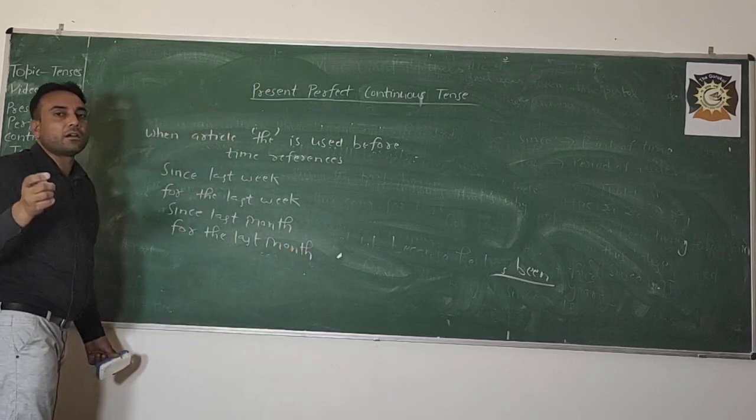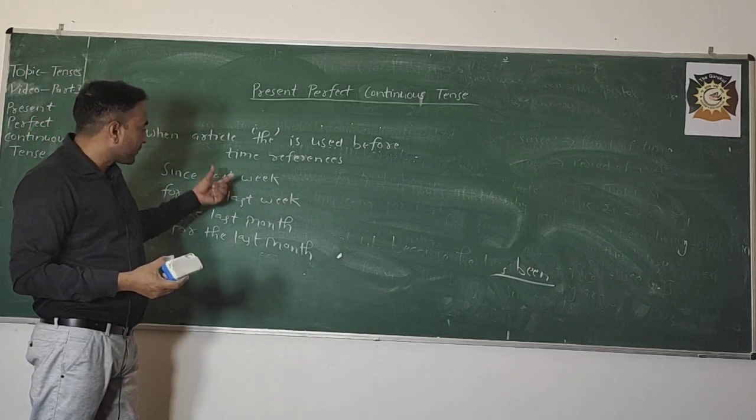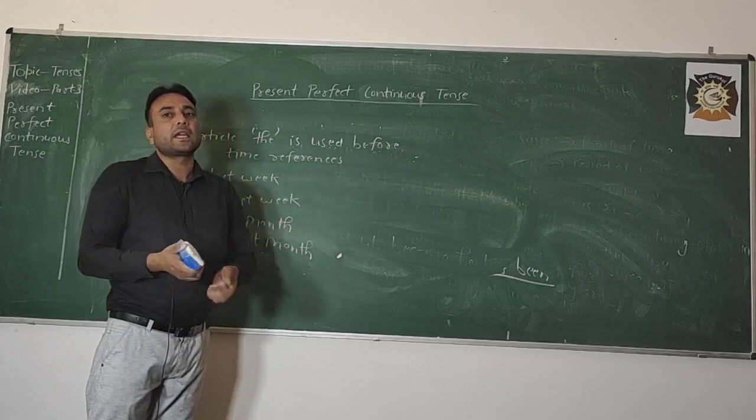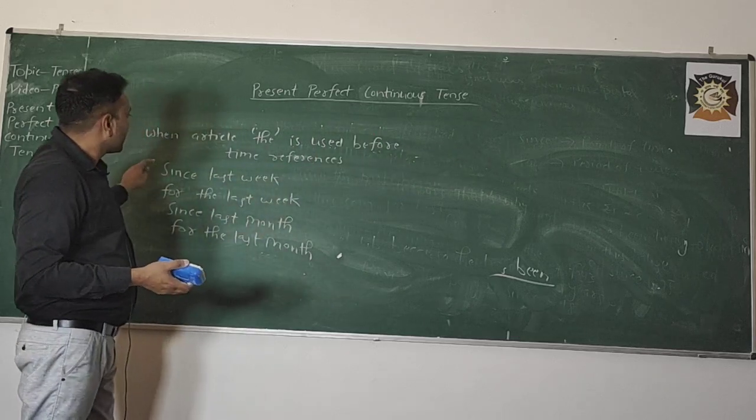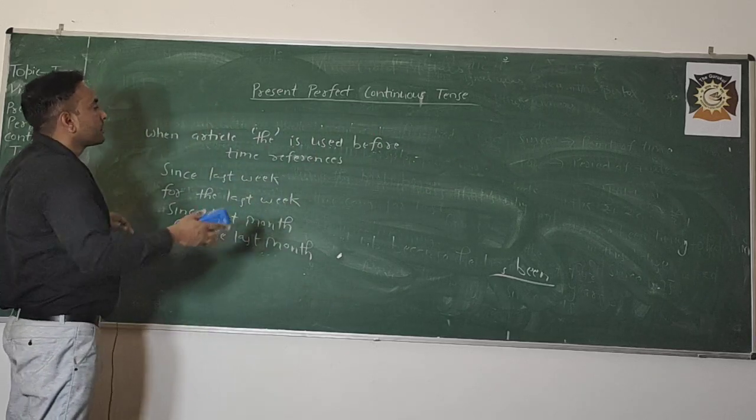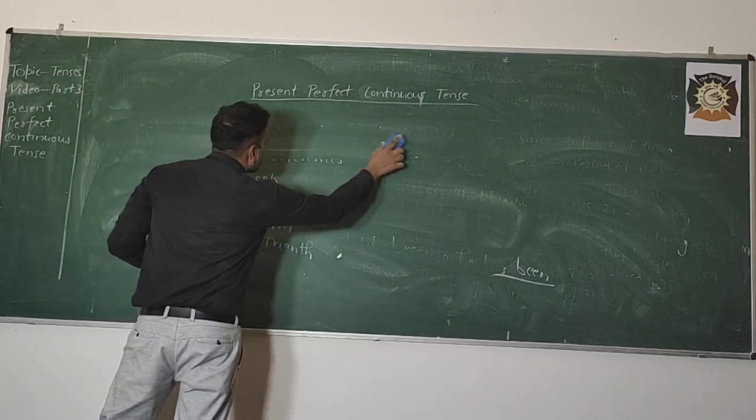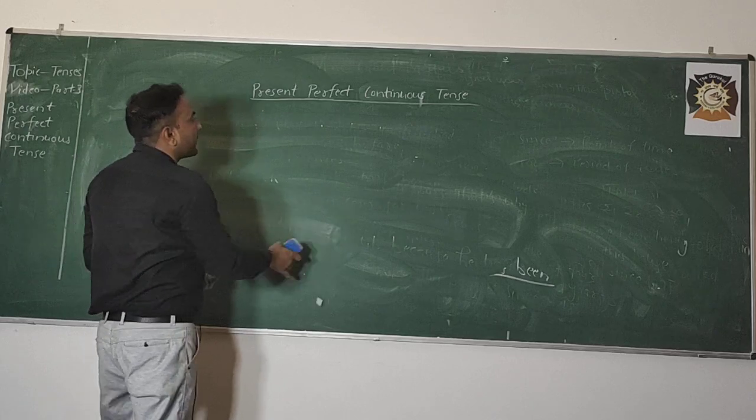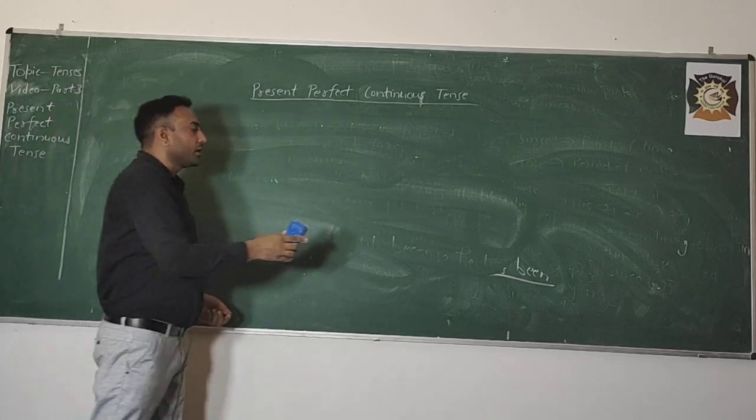I will give you an exercise and you have to keep this rule in mind, and when I give you the exercise, then I will check whether you remember this or not. So this is the thing, you have to keep it in your mind. Come to next. Now these are the uses of present perfect continuous tense.